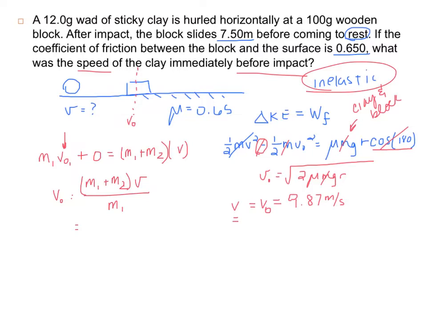Putting all of our numbers in, remember that you should be using 0.012 kilograms plus 0.1 kilograms times our velocity, all divided by my mass 1, which in this case was our clay. And you should get a velocity of 92.2 meters per second.